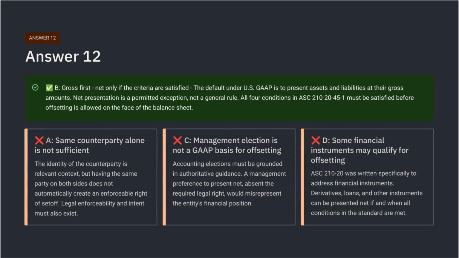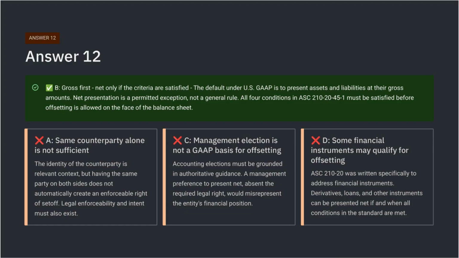The correct answer is B. Gross presentation is the default. Net presentation is allowed only if set of criteria are fully met. Under US GAAP, assets and liabilities are generally shown gross. Netting is a permitted exception only when the conditions are satisfied.